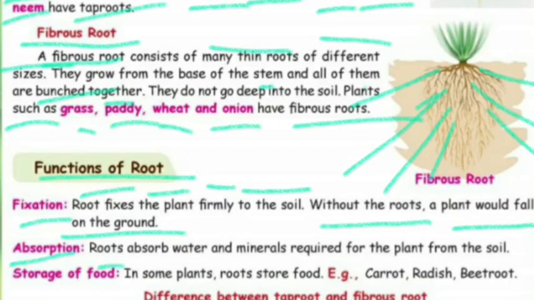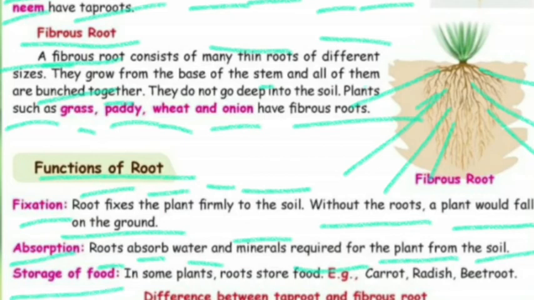Absorption. Roots absorb water and minerals. These are the nutrients, the minerals, required for the plants from the soil. They absorb the different types of minerals from the soil and pass these nutrients to the leaves. So the leaves prepare food for the whole plant.